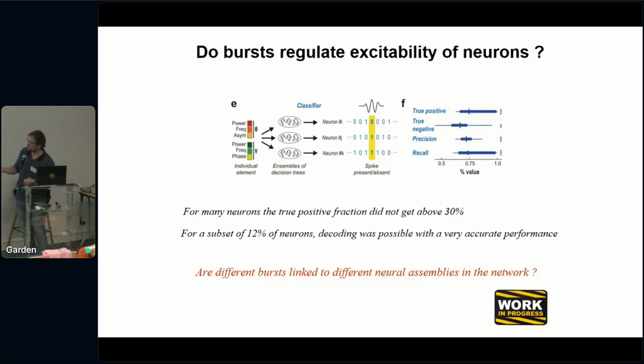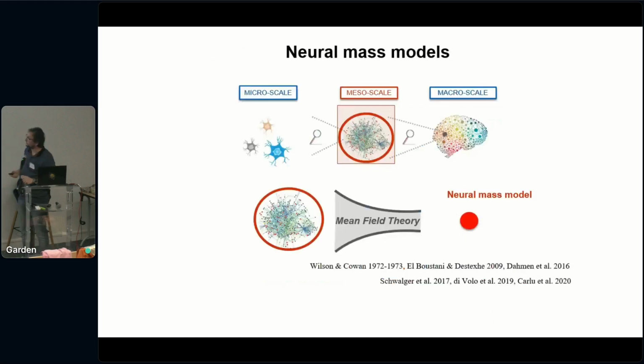So what we want to do now, with some collaborators also here in Lyon, is to study how different bursts can be linked to the creation of different neural assemblies in the underlying spiking networks, so as to give a mechanistic understanding of this phenomenon.